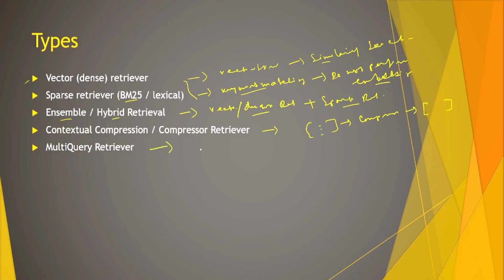And the last one is the multi-query retriever. Here, using an LLM, the retriever creates multiple queries from a single query, and then finds all the relevant documents for all the queries. Once it gets the relevant documents from every query, it combines all the outputs and gives the final output based on our requirement. This is the multi-query retriever. So this is how these retrievers work. Let's see them one by one with examples.